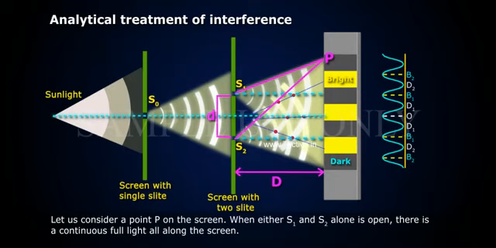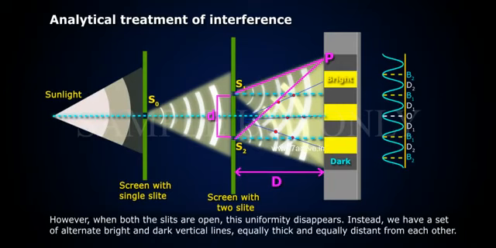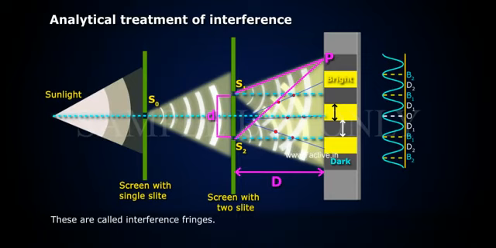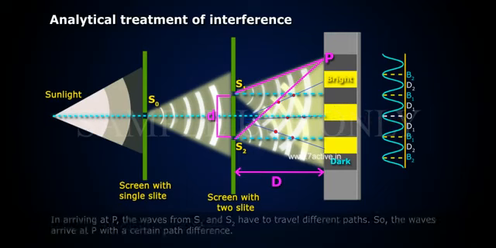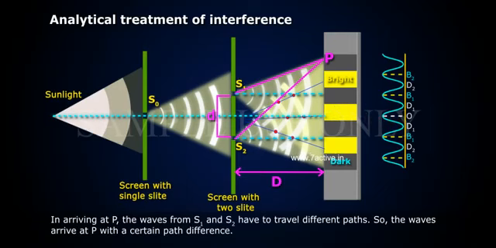When either S1 or S2 alone is open, there is continuous full light all along the screen. However, when both the slits are open, this uniformity disappears. Instead, we have a set of alternate bright and dark vertical lines, equally thick and equally distant from each other. These are called interference fringes. In arriving at P, the waves from S1 and S2 have to travel different paths. So, the waves arrive at P with a certain path difference.